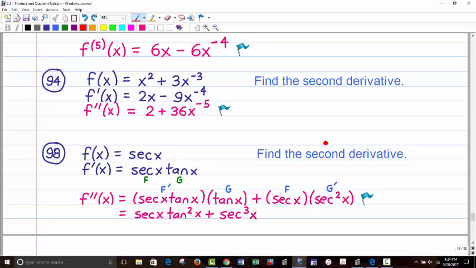Here's a second derivative problem. There's 2 of them in a row. x squared plus 3x to the negative 3. The first derivative would be 2x, and negative 3 times 3 is negative 9, x to the negative 4. And then one more derivative: 2x would be 2. Negative 4 times negative 9 is 36. Subtract 1 makes that negative 5. So the second derivative, f double prime of x, would equal 2 plus 36x to the negative 5.